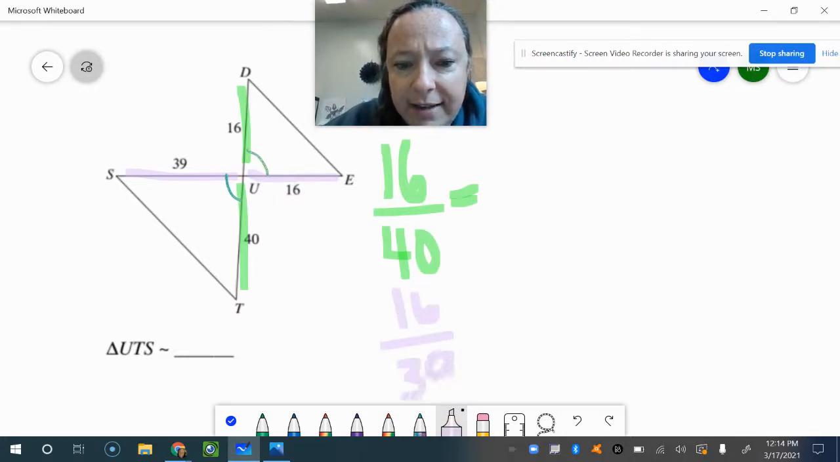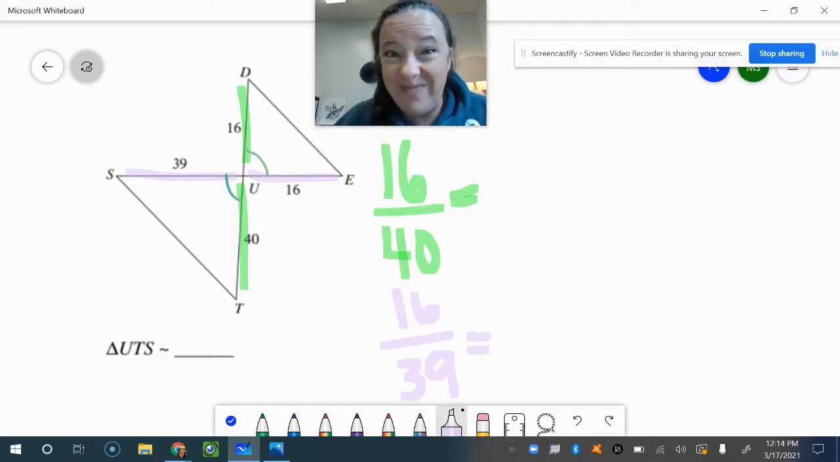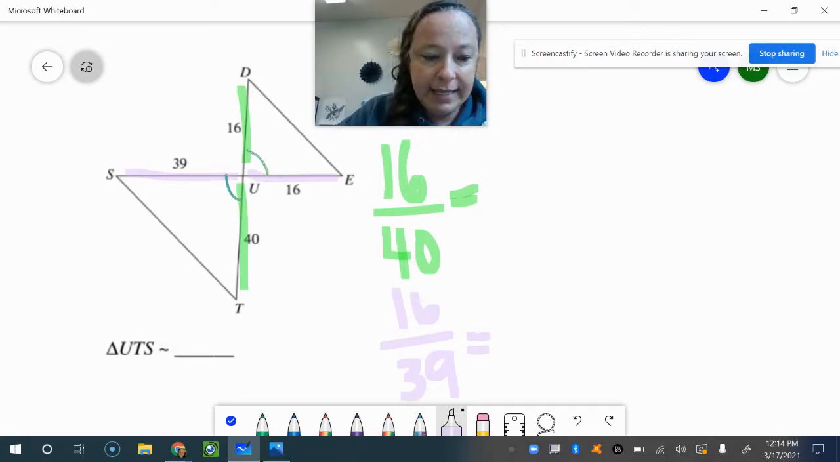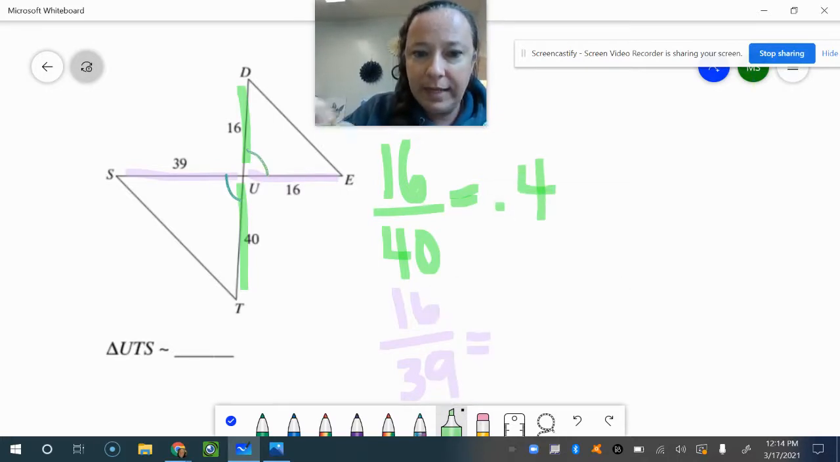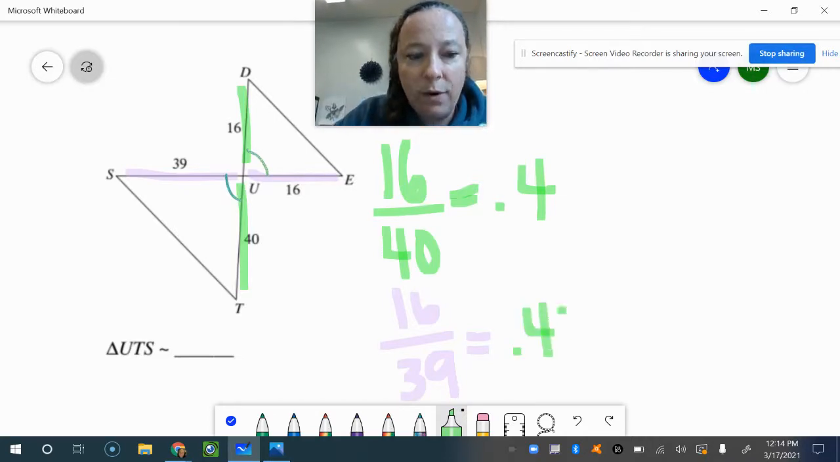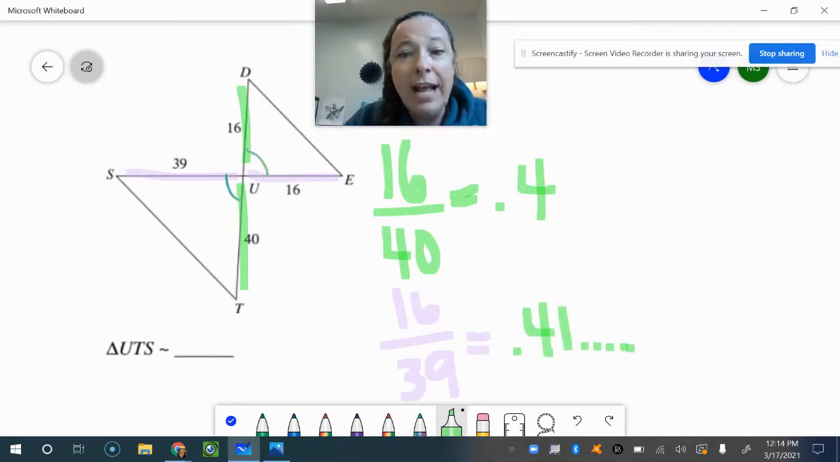Now, guys, hopefully you have enough number sense to know that when I type that into my calculator, I'm not going to get the same thing. 16 over 40 is not going to be the same thing as 16 over 39. But if you want to type in your calculator just to be sure, 16 over 40 is 0.4, and 16 over 39 is a nasty, it's 0.41. Okay, they do not match. So that route doesn't match.